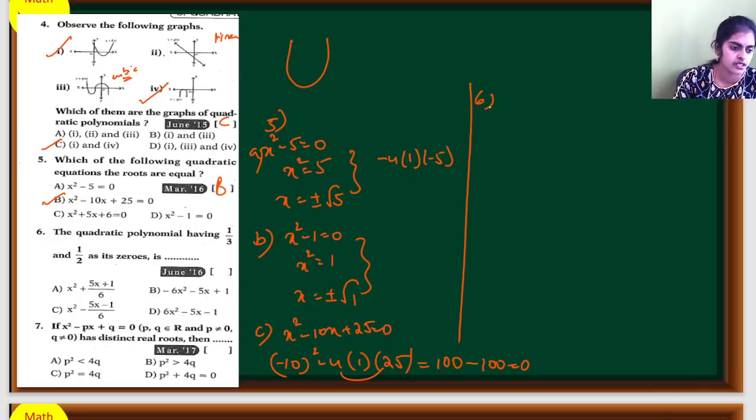Question number 6. The quadratic polynomial having 1 by 3 and 1 by 2 as zeros is the same question we have done in the polynomials chapter. So do check this question again. Exactly the same question.